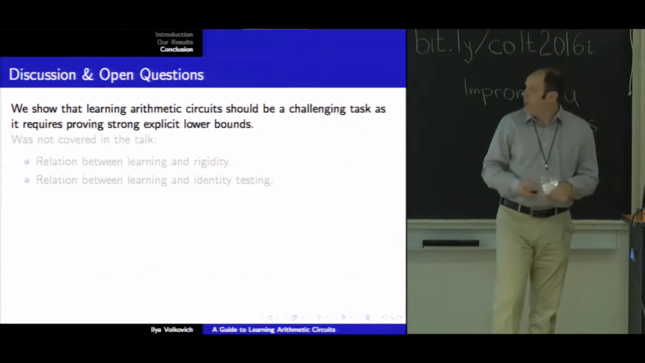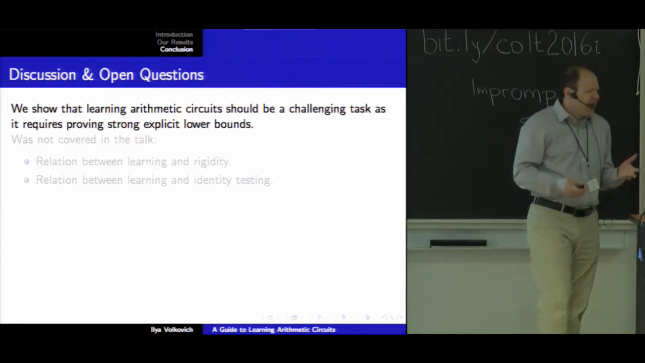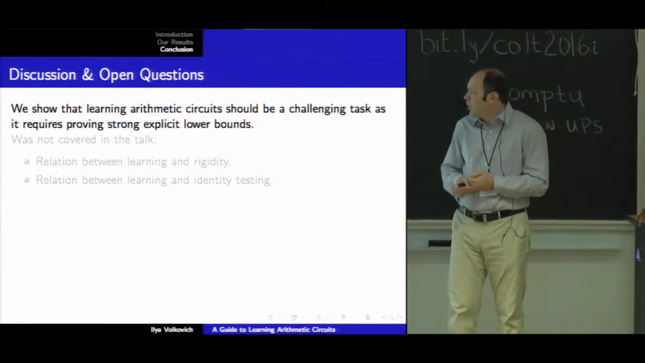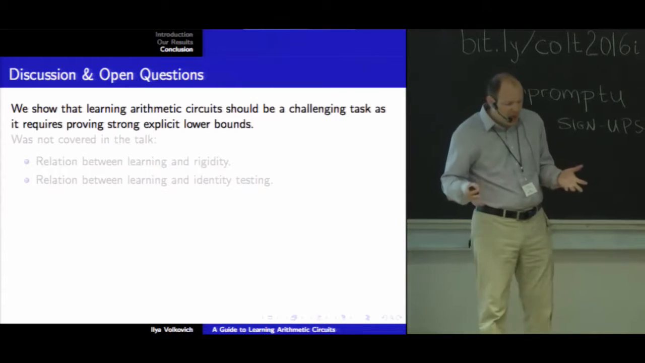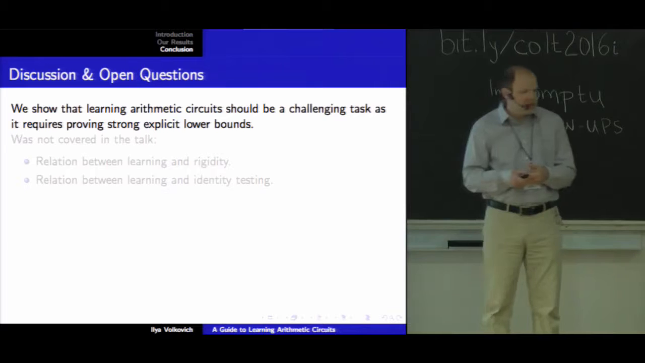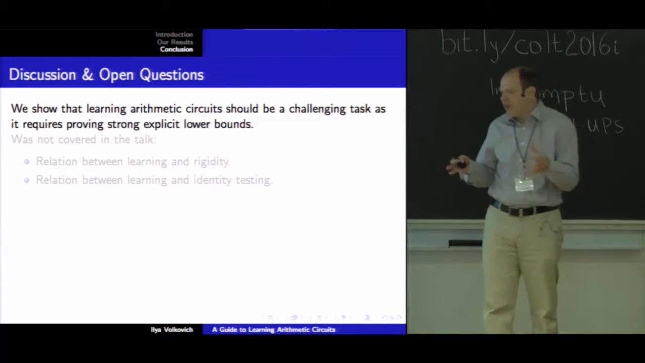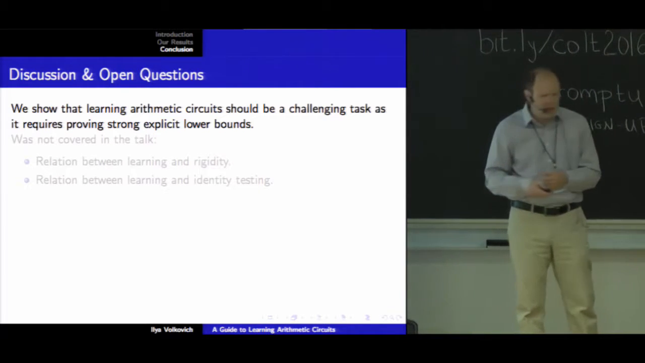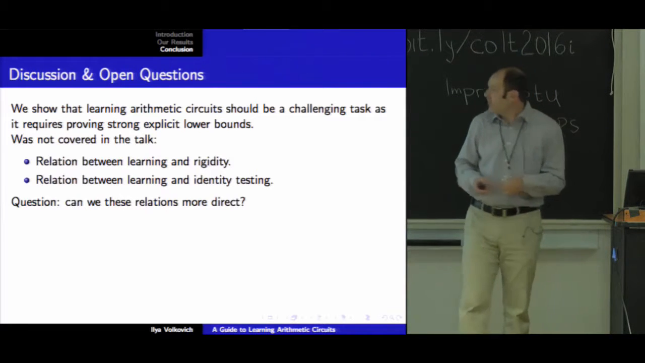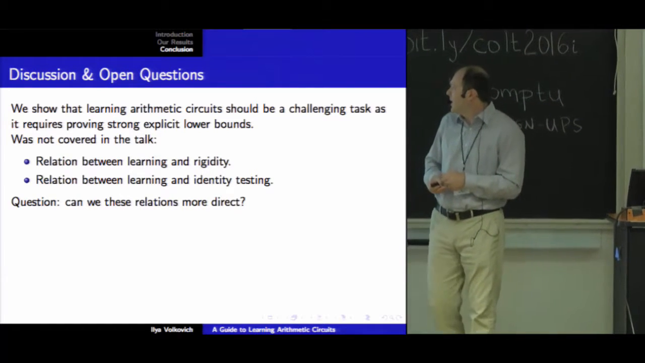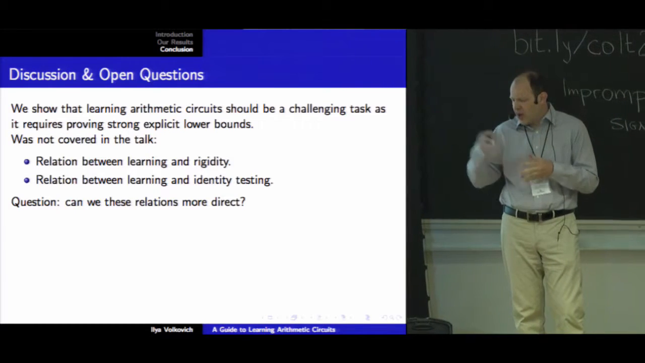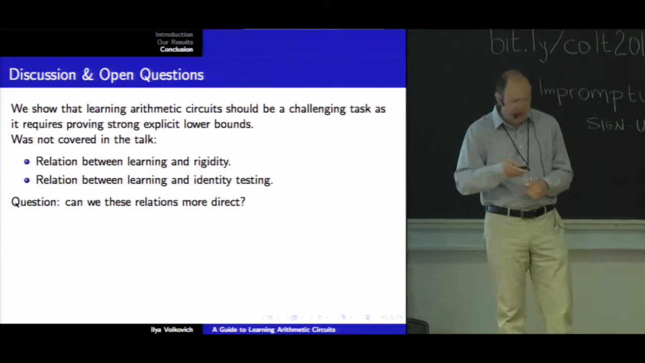So just to sum up, what we show is that learning algorithms for arithmetic circuits should be challenging because it requires proving explicit strong lower bounds, something that we are light years away from proving, because explicit lower bounds, as I've said, I believe to be the holy grail of this line of research. We also have other results which I didn't have time to mention, and I'll be glad to discuss. There are also some interesting open questions here, such as how to see a more direct connection between these results.